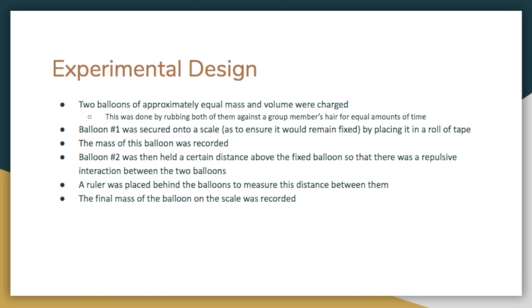This was done by rubbing both of them against a group member's hair for equal amounts of time. Balloon number 1 was secured onto a scale by placing it in a roll of tape. The mass of this balloon was recorded. Balloon number 2 was then held a certain distance above the fixed balloon so that there was a repulsive interaction between the two. A ruler was placed behind the balloons to measure this distance between them. The final mass of the balloon on the scale was recorded.